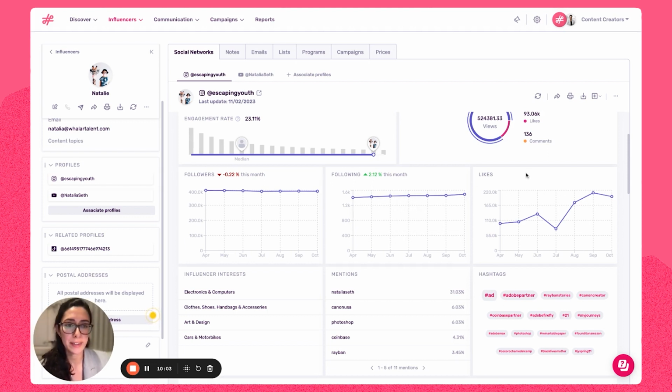And over here in likes, we see an up and down pattern, but the overall trend is positive, which is a good sign. Likes also tend to go up and down because some posts might be more on trend than others.